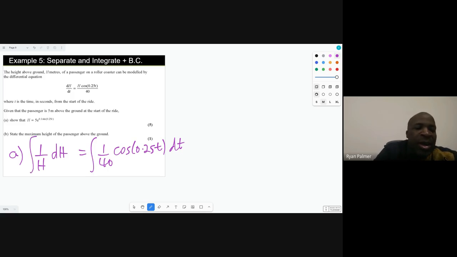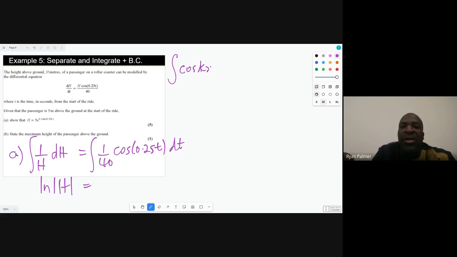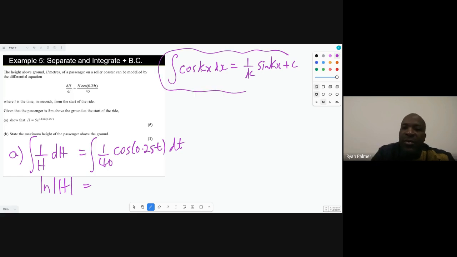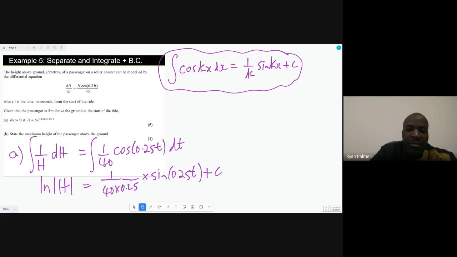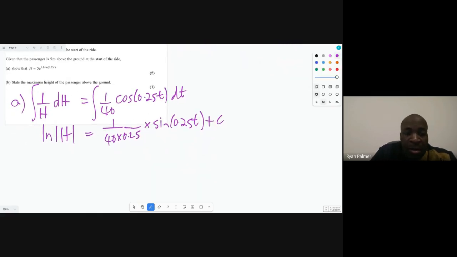Afterwards, we're going to get ln h on the left-hand side. When we integrate cos, we get sine, and of course we divide by the derivative of the argument. So we apply this result: the integral of cos kx dx is equal to 1 over k sine kx plus c. So we're going to have 1 over 40 times 0.25 times sine 0.25 t, and then plus c. When we simplify, we have ln h is equal to 0.1 sine 0.25 t plus c.